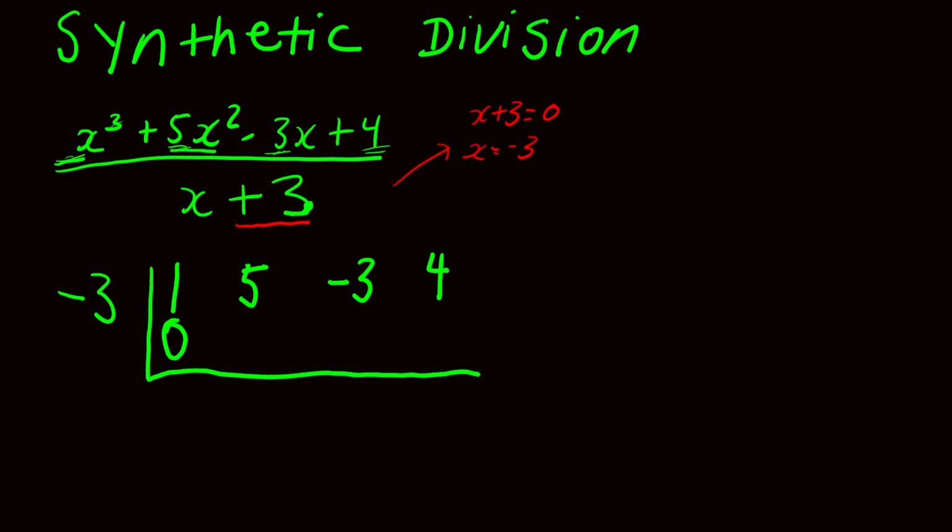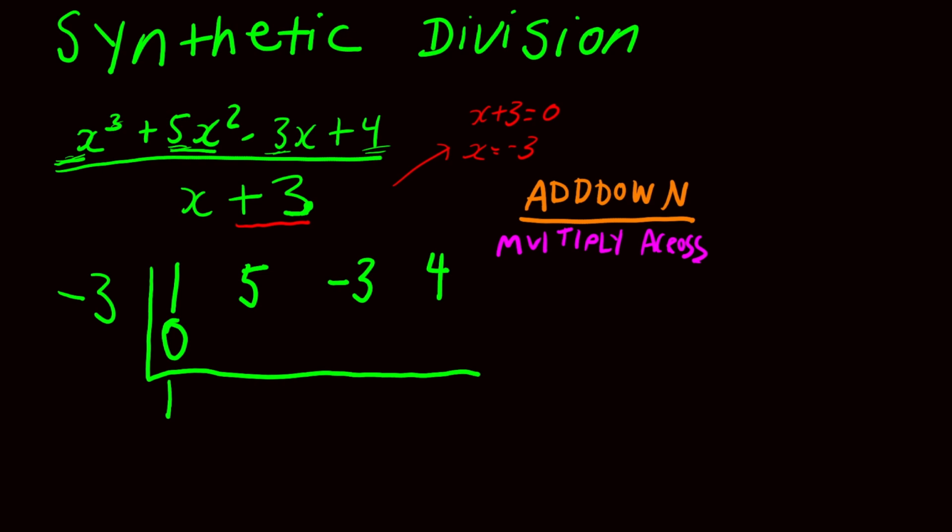Now, this is the main thing you need to remember. Add down, multiply across. That's all you really need to know. Okay? Everything else is simple. So add down. So 1 plus 0 is 1. Now we multiply. Negative 3 times 1 is negative 3.